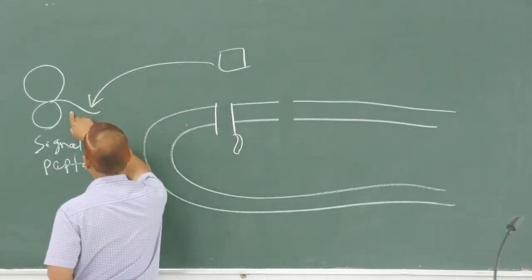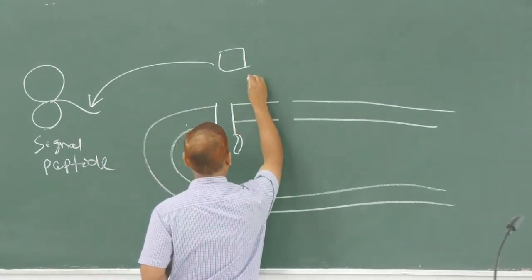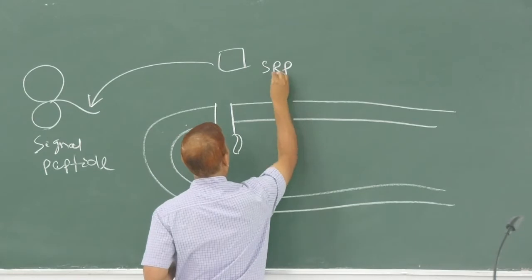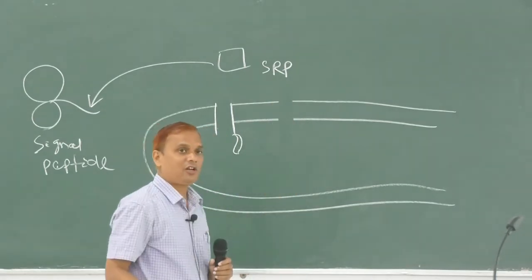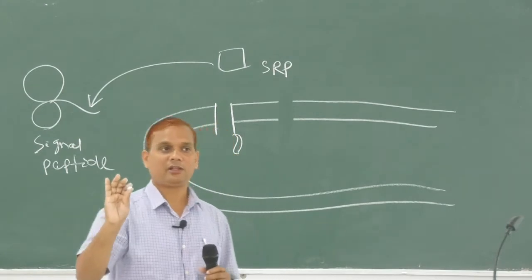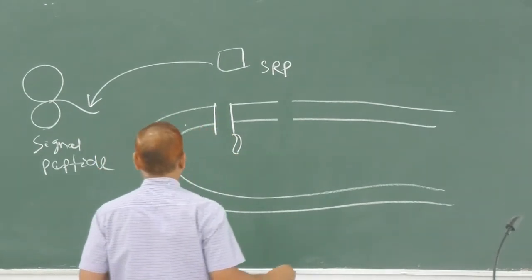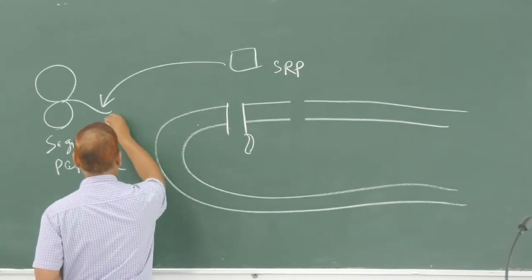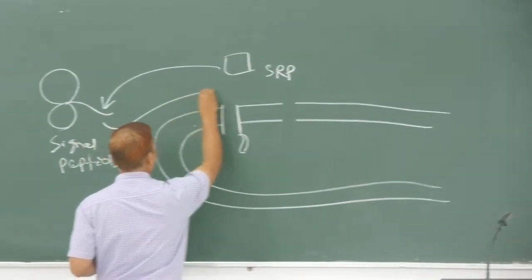This is your signal peptide and this is your, what is this? SRP, signal recognition particle or signal recognition protein. What will happen? It will bind to the signal peptide. After binding, what will happen?